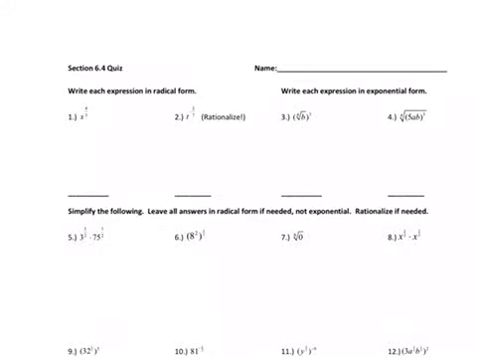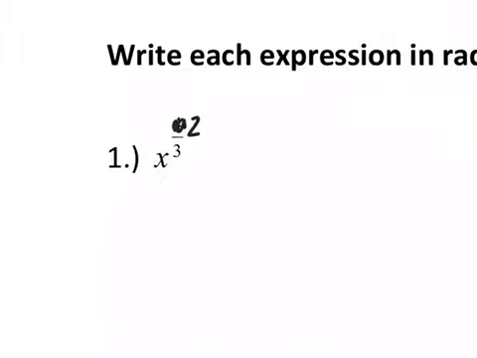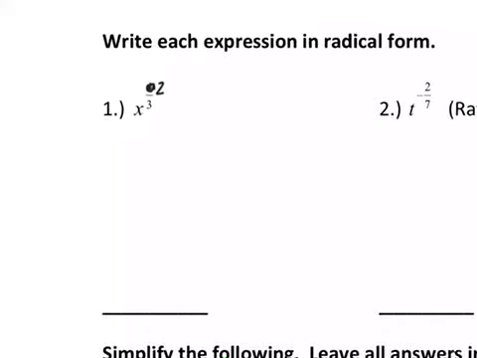Alright, so here in this quiz, we're going to look at 6.4. And some of these answers are accomplishable from a different method, but all the answers should still be the same. Alright, so I've changed this problem to a 2/3. Alright, so it wants us to write each expression in radical form.